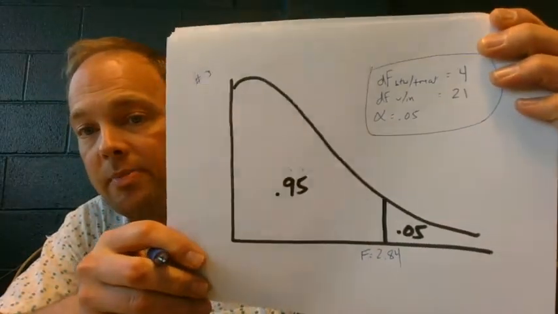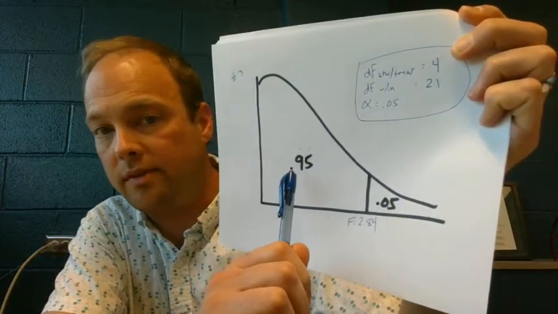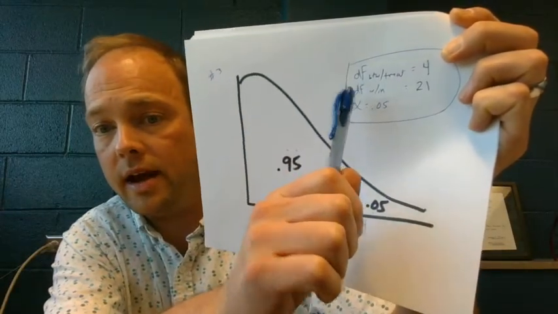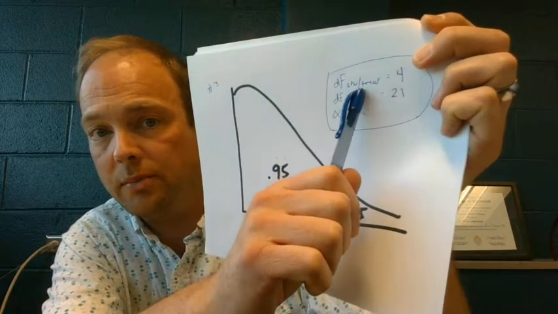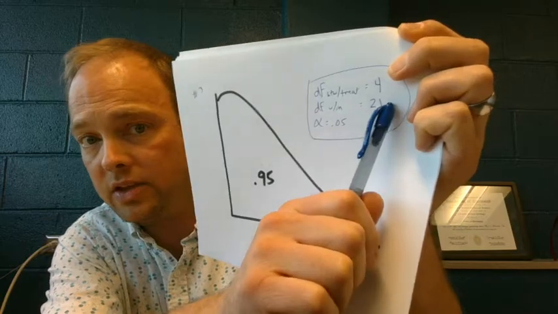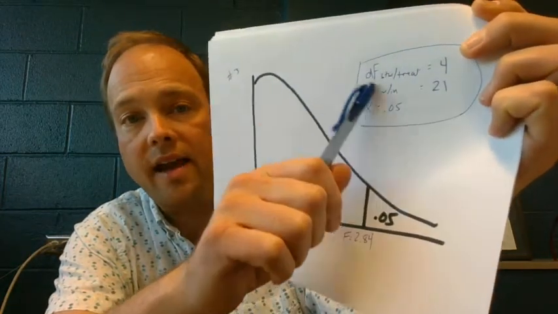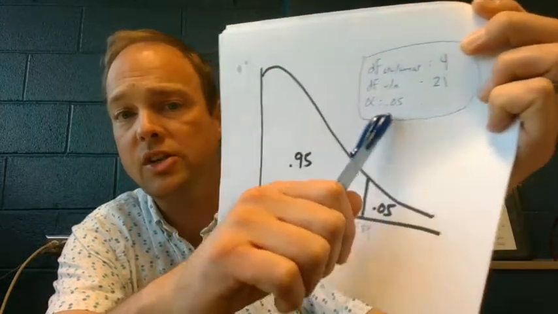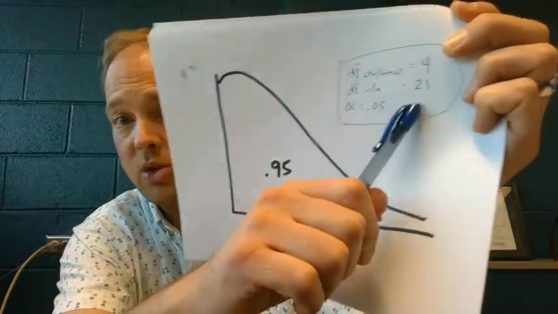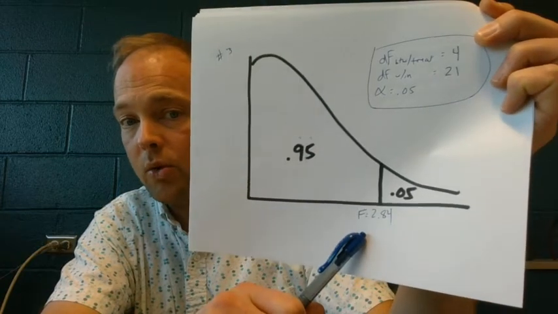Okay? F probability distribution, 0.05 critical region, 0.95 body. The legend, degrees of freedom numerator or treatment is 4. Degrees of freedom denominator or within is 21. 4 and 21. Our alpha level is 0.05. That is all the information that we used to pull the tabled F value, 2.84. And that's number 3. Let's do number 4 real quick.